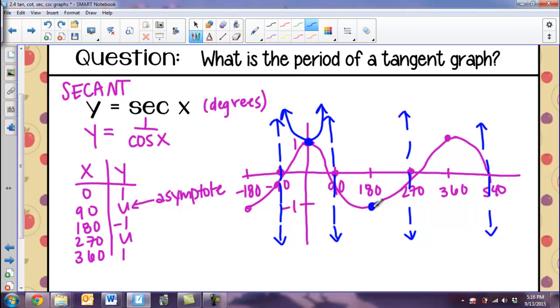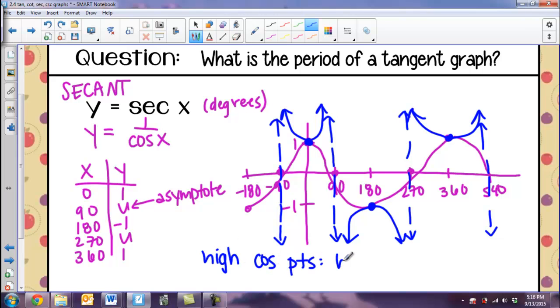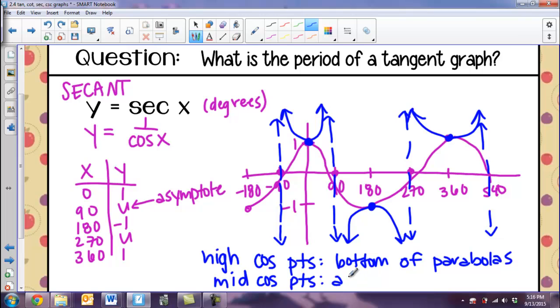So same deal down here. It's still going to be the value of negative 1 at 180, but it's going to make these little parabolas down here at the bottom. And so basically, wherever the top of your graph is, that's going to be the bottom of a parabola on a secant graph. So high cosine points are the bottom of parabolas, and vice versa. Low cosine points are going to be the top of those parabolas. But those mid cosine points, where you were 0, those are now asymptotes.